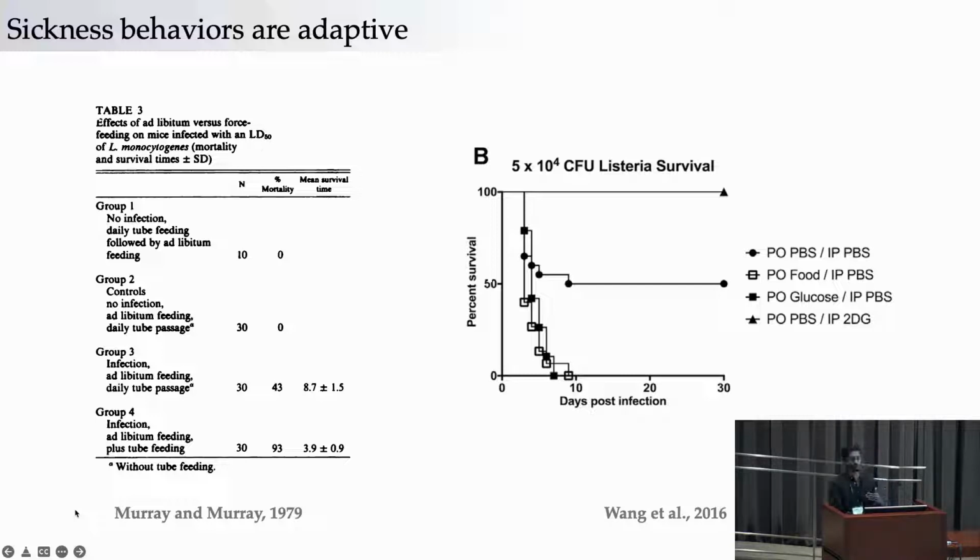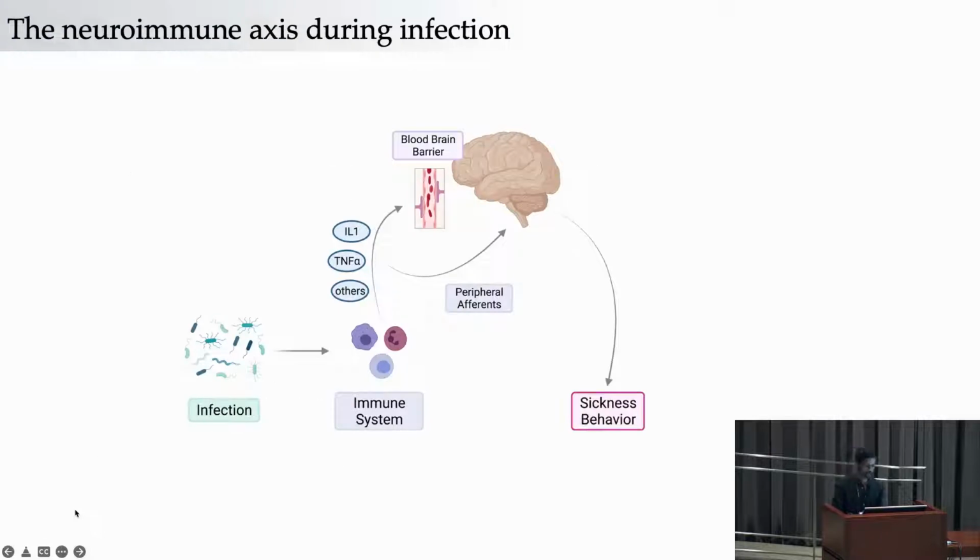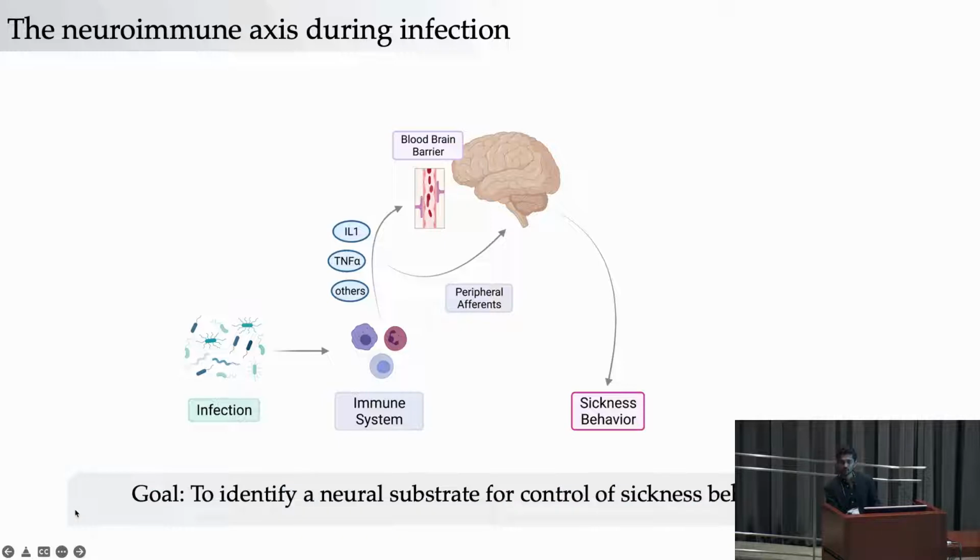So since then, there's been a lot of work looking at how this state is induced, and really beautiful work has shown that it's cues produced by the immune system that interface with the brain, either through circulation or through the peripheral nervous system to enact this state. But what was less understood is what populations in the brain are actually mediating these really stark changes in behavior that seem to happen. And that was our goal at the onset of this project.